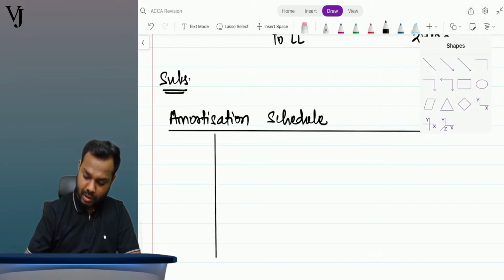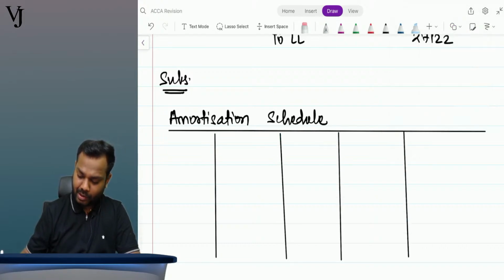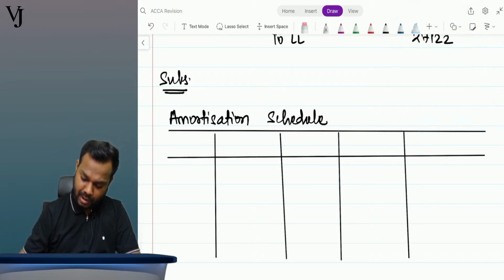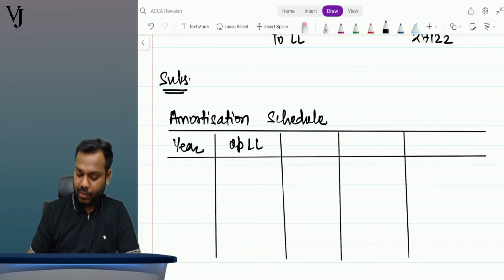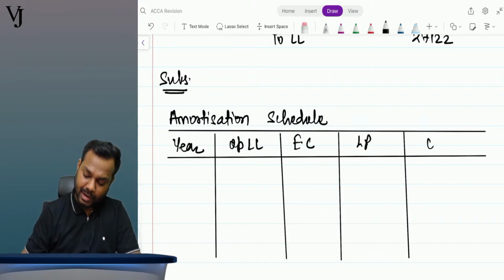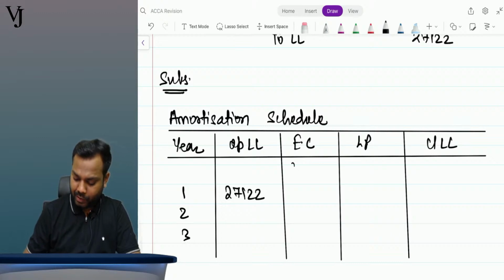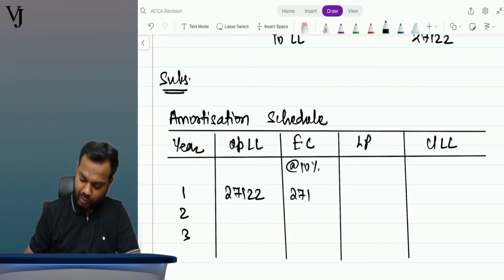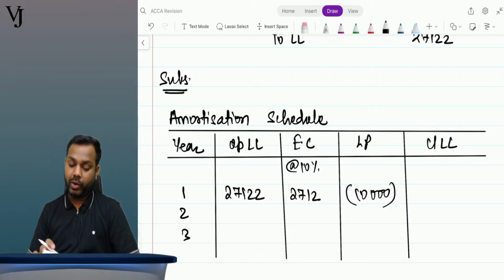Opening year, opening lease liability, finance costs, lease payments, and closing lease liability, right? Now, tell me what is happening. Year 1, year 2, year 3: opening lease liability is 27122. Finance cost at the rate of 10% will be there, right? So it is 2712. Lease payment will be 10,000. Now it will be how much? 27122 into 1.1 minus 10,000 is equal to 19834.